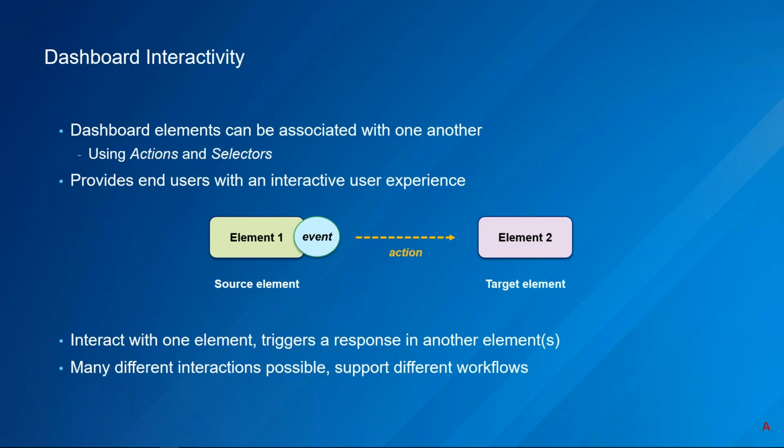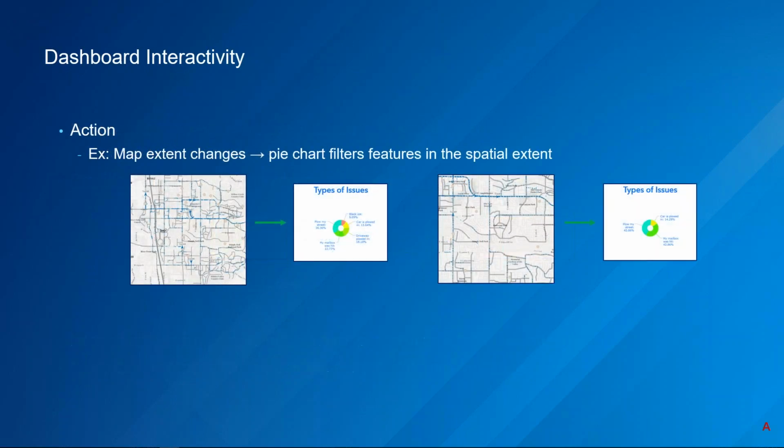Now, this is the conceptual slide, and I know it might seem a bit abstract, so I have a couple of tangible examples. For example, I could set an action on my map display. So when I zoom in or zoom out for my map extent of my map element, it could update the types of issues that appear in my pie chart. And I'm going to configure this for you in my next demo.